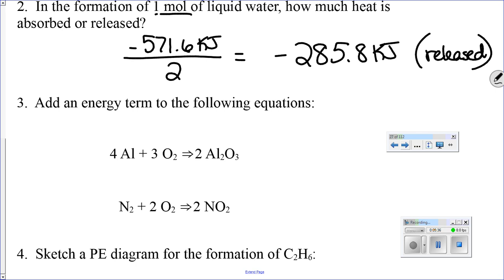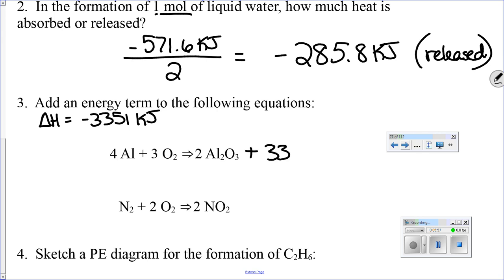Formation of aluminum oxide has a delta H value. I'll write that right here. Its delta H is negative 3351 kilojoules. So this is exothermic. Now, in a reaction, we never write negatives. So to show that this has a negative delta H, we want to show it's exothermic, we're going to put the energy on the product side.